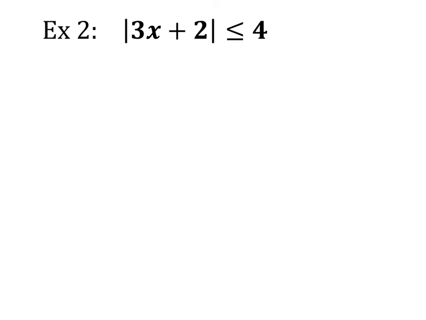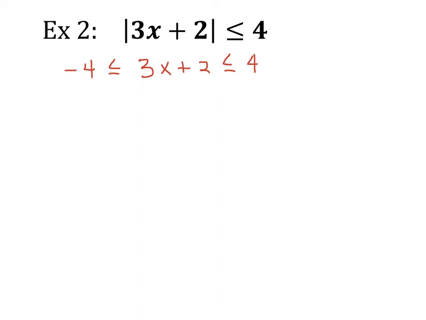All right, let's set this problem up. I see I do have some equality here, so that makes a difference when we graph and when we write interval notation. So I'm going to begin with sandwiching 3x plus 2 between the positive and the negative of 4.